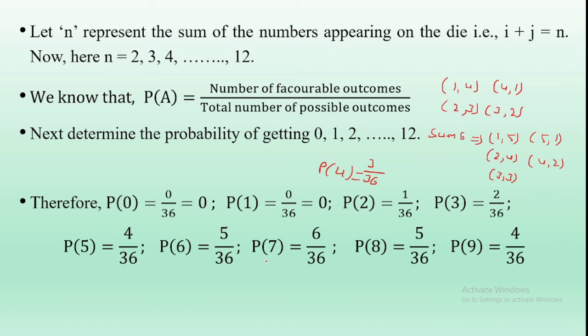Next, find out the probability of 7. From the above sample space, the possible combinations for getting the sum 7 are (1,6), (6,1), (2,5), (5,2), (3,4), and (4,3). So the number of favorable outcomes is 6 and the total outcomes are 36. P of 7 is equal to 6 by 36.